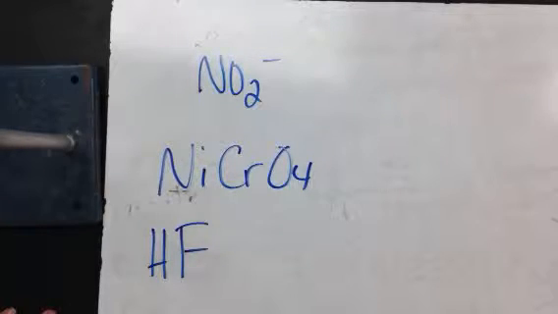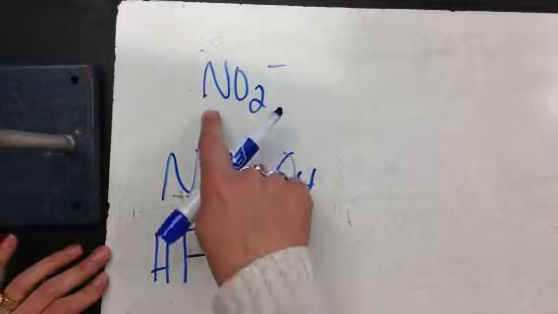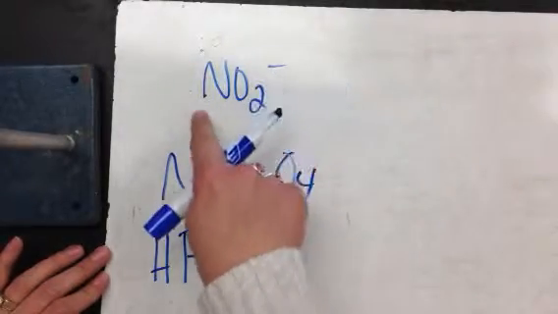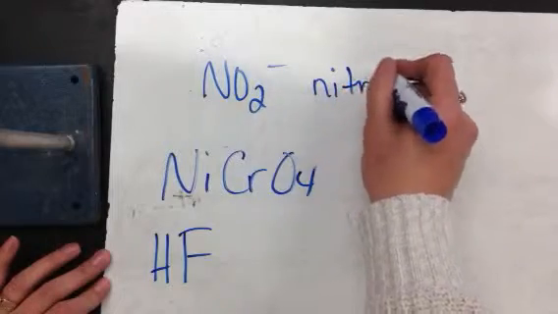All right, so we're going to start with 3 problems here to prepare for our assessment that deals with naming and drawing structures and shapes if we're dealing with molecules. So our first one we have is NO2 negative. So this tells me it's a polyatomic ion. And if I look on the periodic table, it is nitrite.